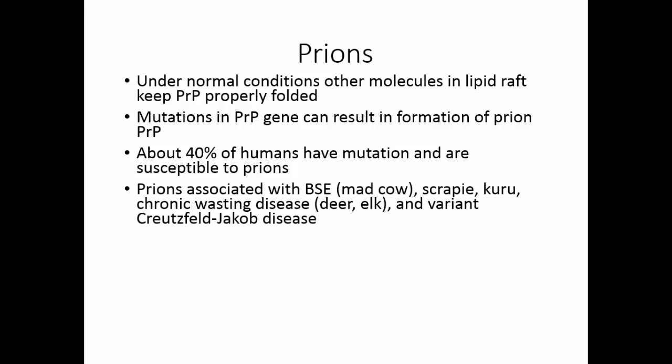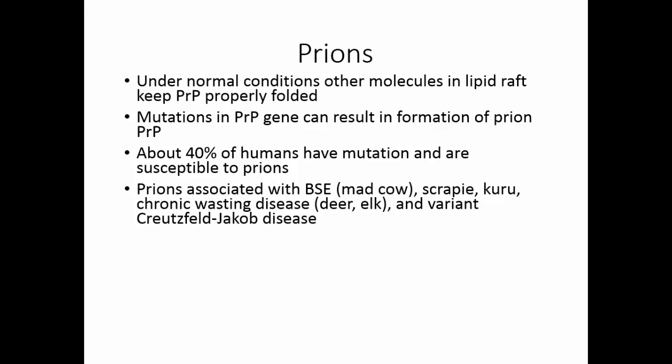There are several prion-associated diseases. Bovine spongiform encephalopathy is also known as mad cow disease. Scrapie is a spongiform encephalopathy seen in sheep. Kuru was a spongiform encephalopathy seen in Polynesian natives that ate their dead. Since this practice has been discontinued, Kuru is no longer seen. Chronic wasting disease is a spongiform encephalopathy seen in deer and elk.